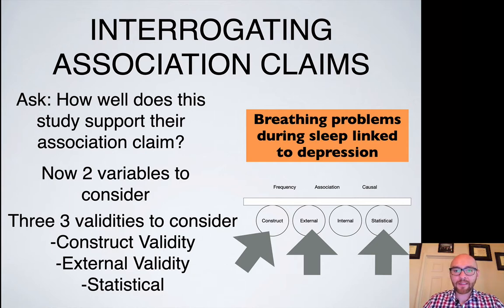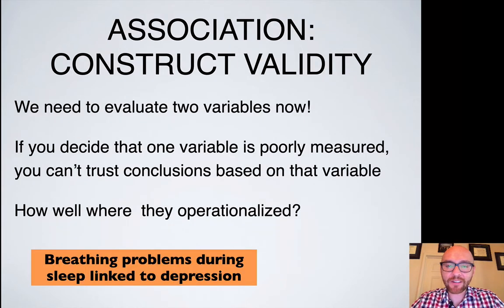Okay, so construct validity, same thing. We're asking, well, how well did they measure what they said they're measuring? Are they actually measuring what they said they're measuring? Not only how well, but are they actually measuring it? And if you decide that one is poorly measured, you can't trust the conclusions, right? So this is what you would assess in this situation. You're just doing it now with two variables, right?